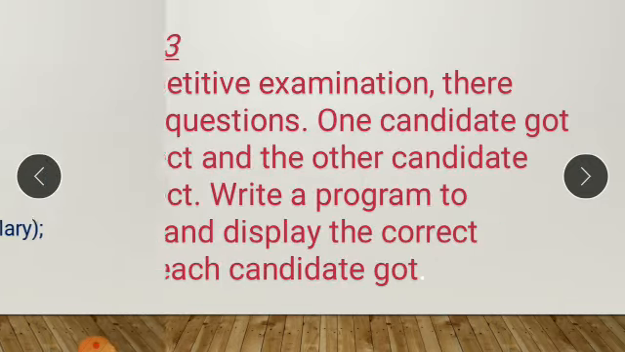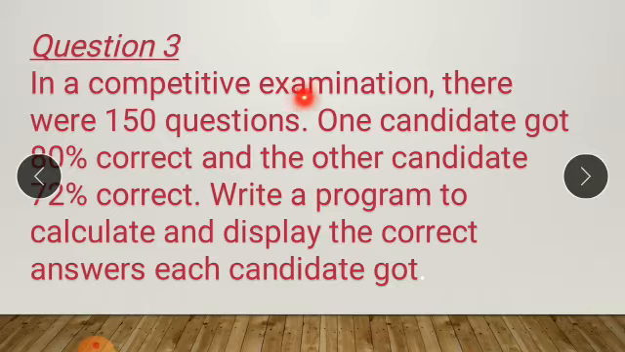Okay. Next question. In a competitive examination, there are 150 questions. One candidate got 80% correct and the other candidate got 72% correct. Write a program to calculate and display the correct answers each candidate got. Out of 150 questions, one person got 80% correct and the other candidate got 72% correct. Now we have to find out how many questions each candidate answered correctly.